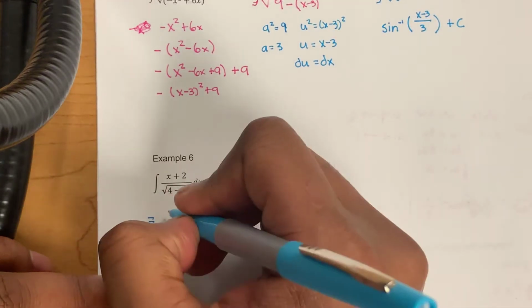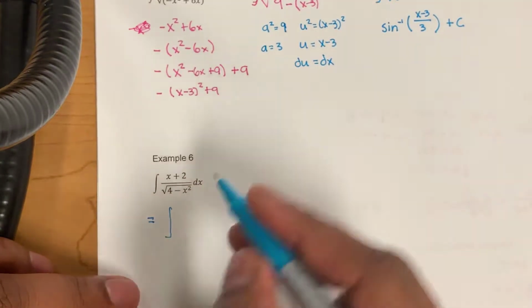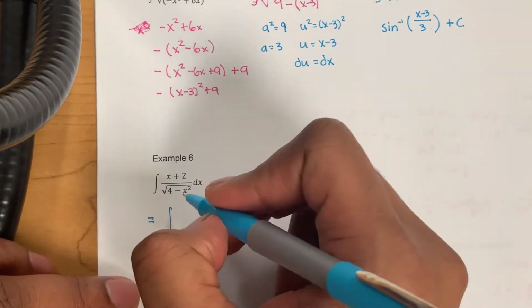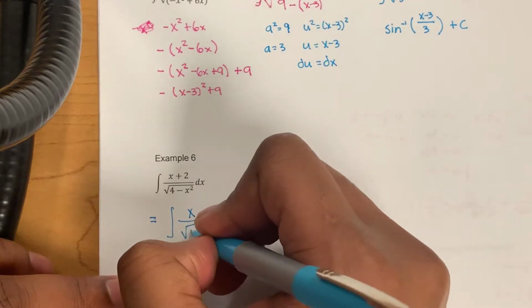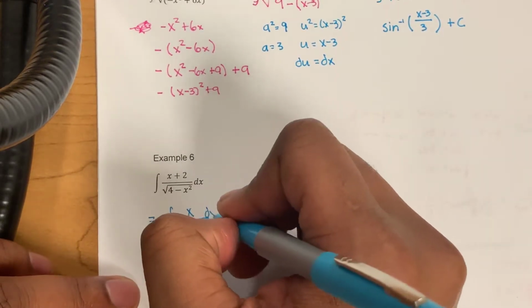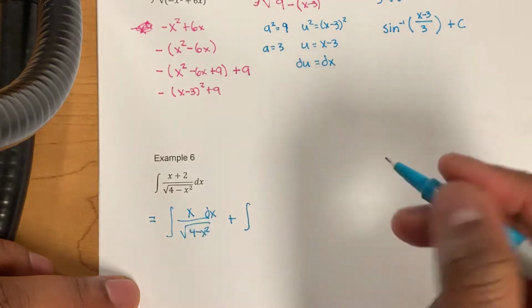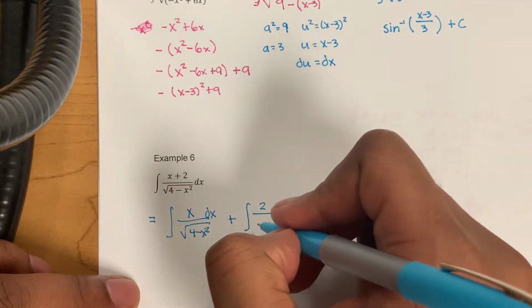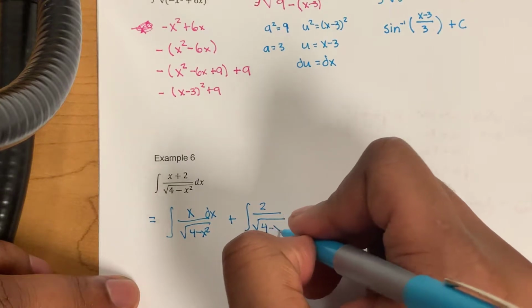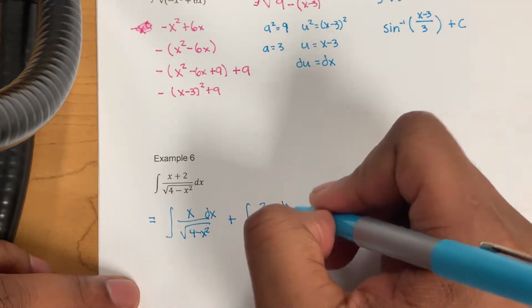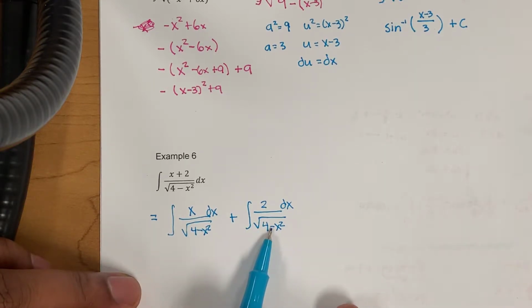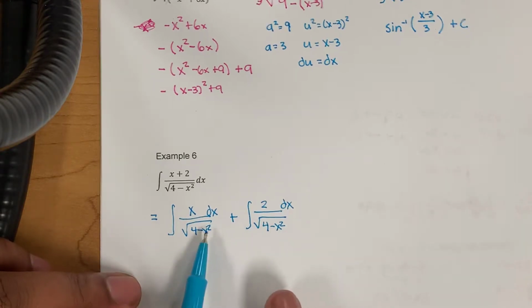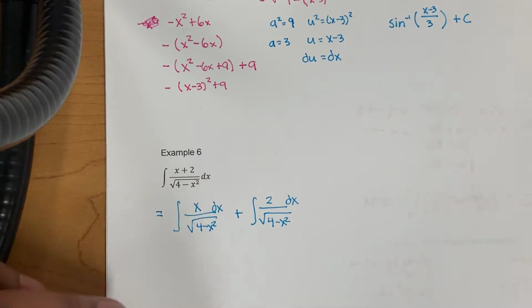So our rewrite is, this is going to equal the integral of, anytime you have a single term in the denominator, we can make this x over the square root of 4 minus x squared dx plus another integral where we have 2 over the square root of 4 minus x squared, another dx. So this one uses u substitution. This one is an inverse trig integral because it's a squared minus u squared. So we'll work both.